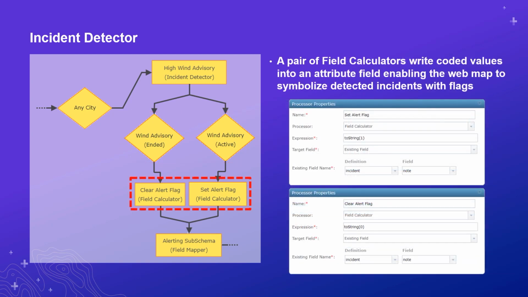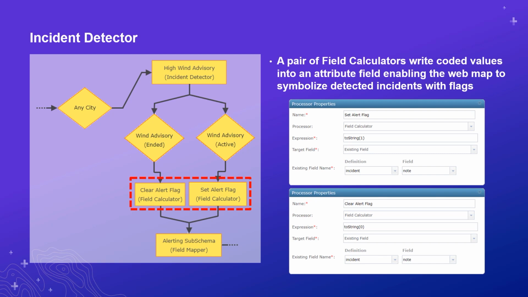A pair of field calculator processors follow the filters to calculate a value I can use as a feature record's display code. Remember when we saw the Denver display a yellow flag initially? That wasn't GeoEvent Server displaying the flag. That was the web map symbolizing feature records it retrieved from the geodatabase according to coded values which had been written into the feature record's display code.